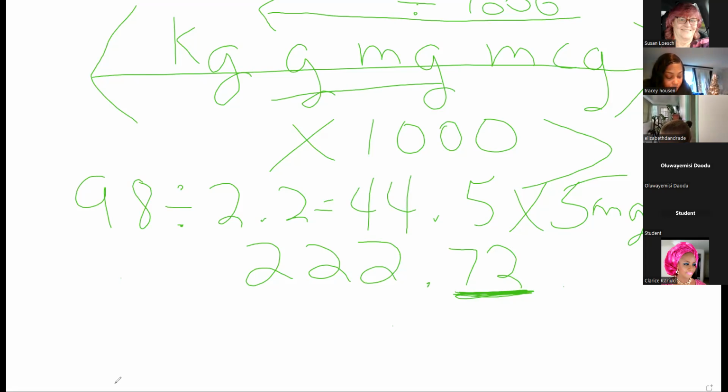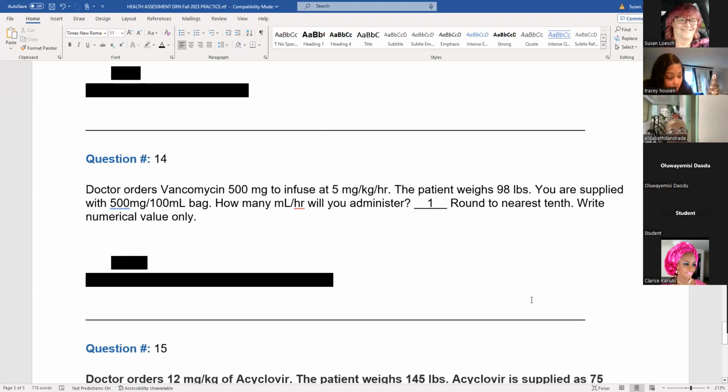Okay, so leave that whole number in there. And remember, I'm putting the line under it just to show you that we're using the whole number. All right, so go ahead and take that whole number now times 5. That should give you 222.72. Leave that whole number in now. You're right. And then what we have is 500 per 100. So we're just going to put that over that.